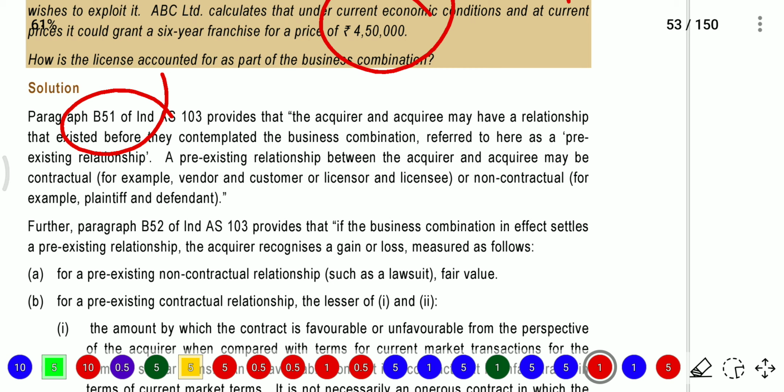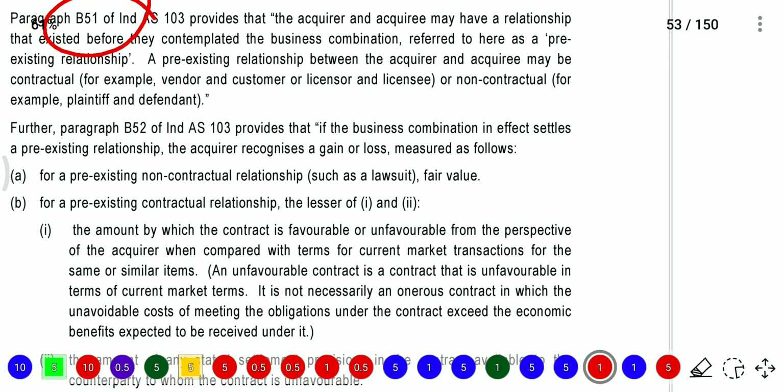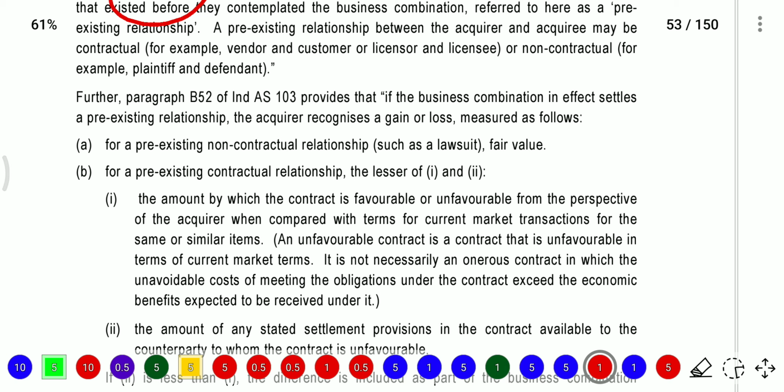Now here in this question, the pre-existing relationship between the acquirer and acquiree may be contractual. For example, vendor and customer have a relationship, and licensor and licensee have a relationship. If it is non-contractual, that is plaintiff and defendant, they are also in a relationship. So when persons enter into such transactions, it means there is a pre-existing relationship between the acquirer and acquiree. For a pre-existing non-contractual relationship such as a lawsuit, we will go with the fair value. If it is a non-contractual relationship, we will go with the fair value.